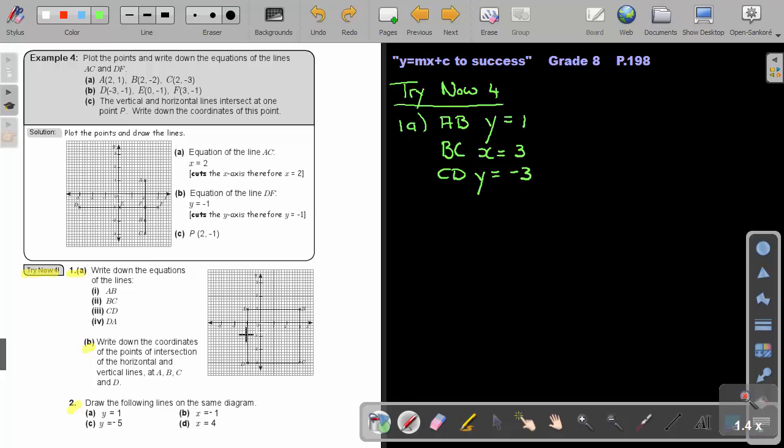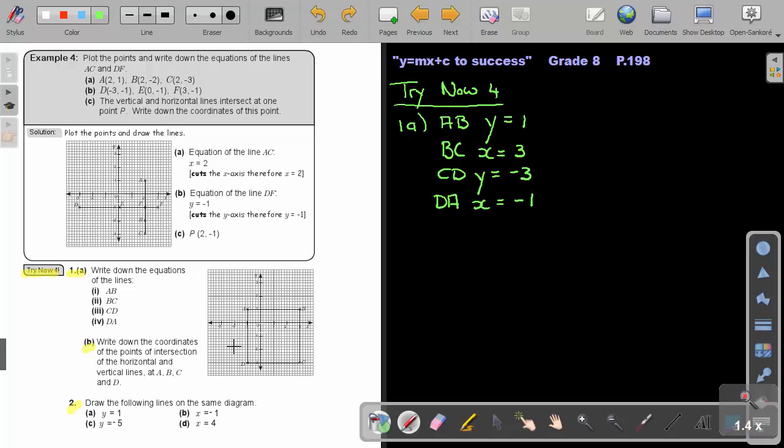And then look at this one, there at 1. So line DA, and it's cutting the x-axis, and it's cutting at -1. So x is equal to -1. Okay, then write down the coordinates of the points of intersection of the horizontal and vertical lines. So it's point A, B, C, and D.